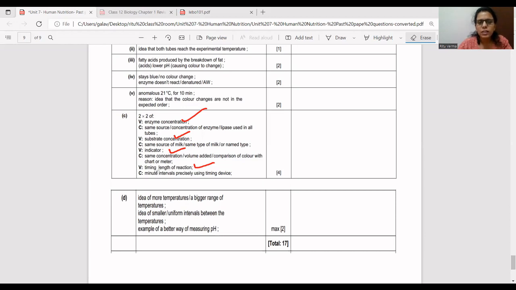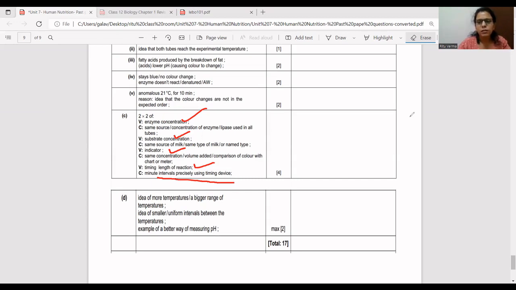And then the last variable could be timing or length of reaction. That means minute intervals precisely using a timing device. Here we have taken a gap of 2 minutes in every reading. This we can also change. We can even take 1 minute, or a gap of 5 minutes, or a gap of 3 minutes. But this time gap between each recording of observation should be the same.